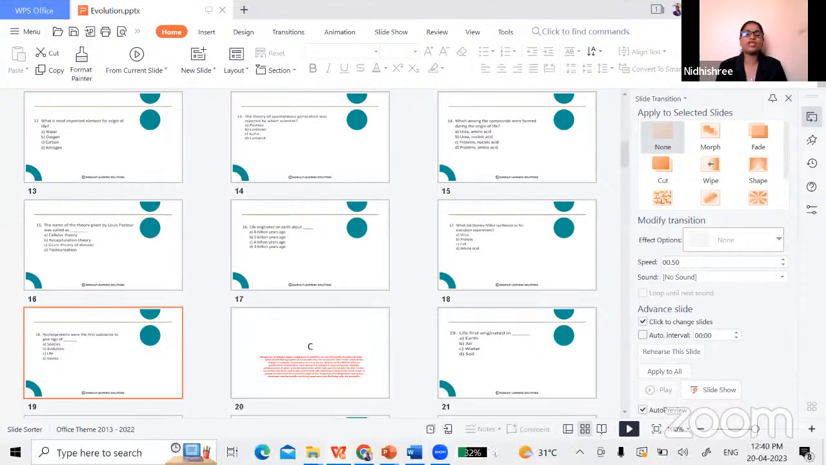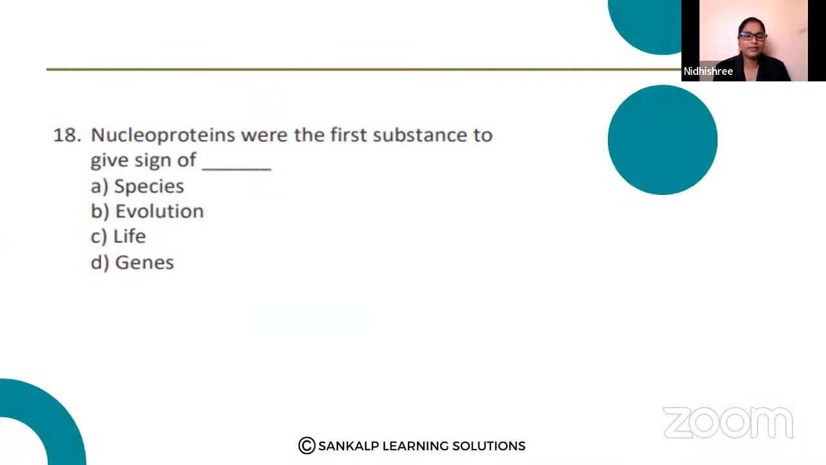The first question on evolution is: nucleoproteins were the first substance to give sign of: option A, species; option B, evolution; option C, life; option D, genes. You can message your answers.